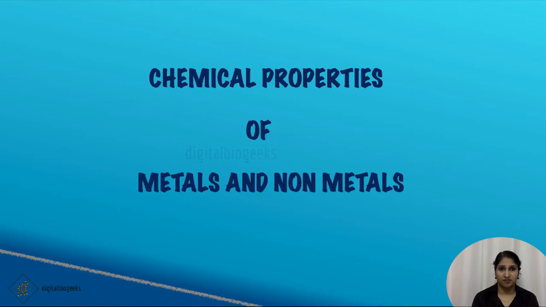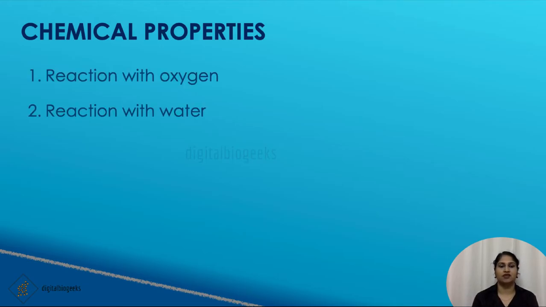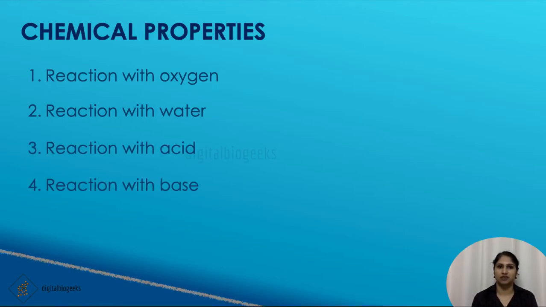Hello all, welcome back. In our previous video, we learned about physical properties of metals and non-metals. In this video, we will learn about chemical properties of metals and non-metals. Let's see what the chemical properties are: reaction with oxygen, reaction with water, reaction with acid, reaction with base. We are going to learn in detail about each of them.